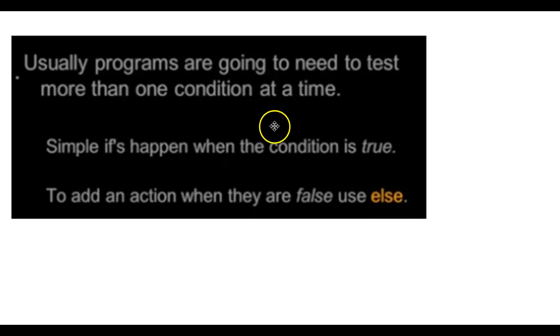So usually programs are going to need to test more than one condition at a time. It's not a simple single test. Simple ifs happen when the condition is true. To add an action when they are false, use an else statement. So there's a couple things we have to talk about here. First, how are we going to test more than one condition at a time? We're going to have to use some logic to do that, ands and ors. And then this else thing.